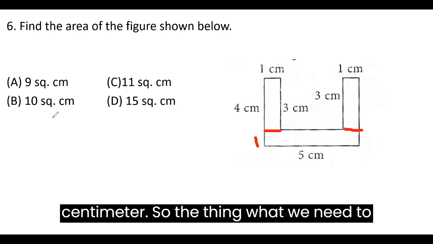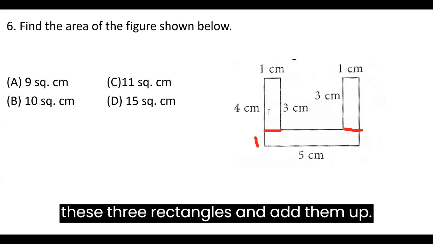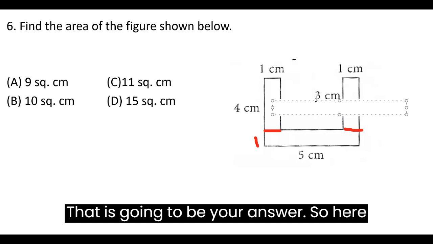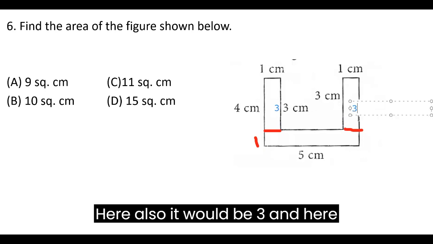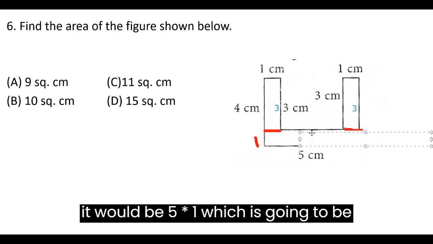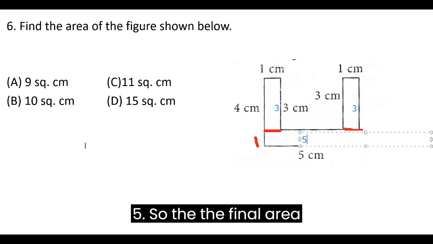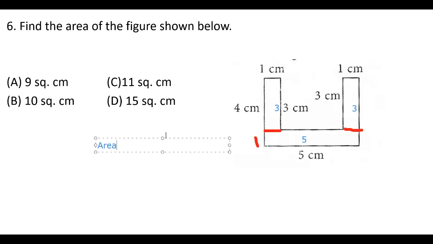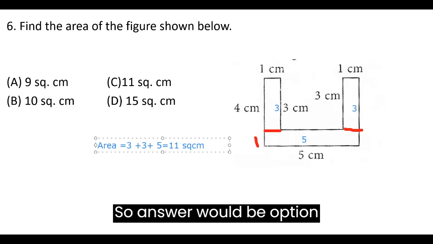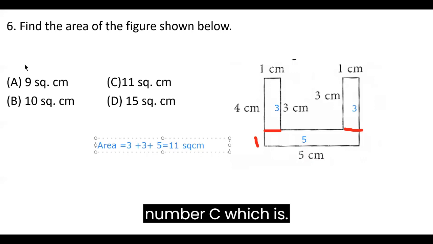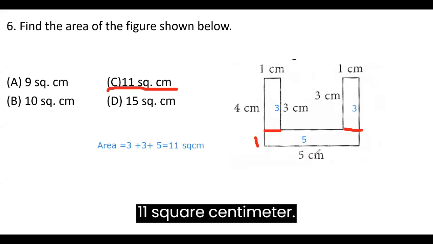So what we need to do is find the areas of all these three rectangles and add them up. That is going to be our answer. So here it would be 3 times 1, which is going to be 3. And here also it would be 3. And here it would be 5 times 1, which is going to be 5. So the final area of the figure would be 3 plus 3 plus 5, which is 11 square centimeter. So our answer would be option number C, which is 11 square centimeter.